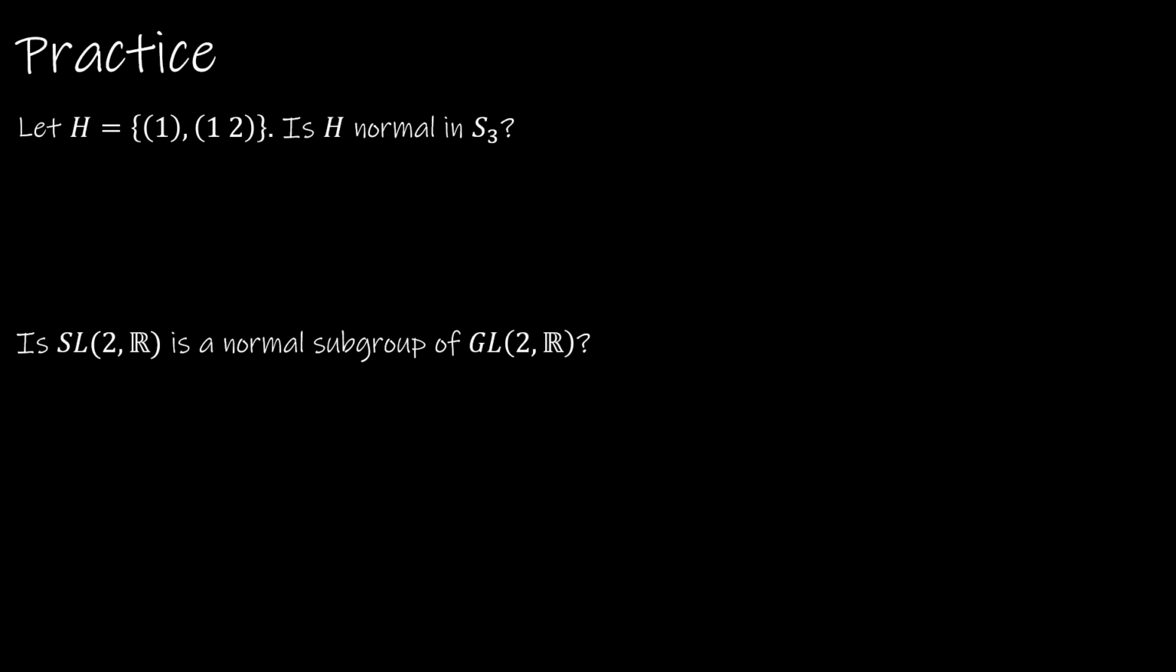Here are 2 practice problems for you to try. Feel free to press pause and try them both before I go through them with you. So for our first question, we have H equal to {1, (1 2)}, and we're asking if that's normal in S3. If you'll recall, S3 has 3 factorial elements, which is 6 elements. Those elements would be the identity, (1 2), (1 3), (2 3), (1 2 3), and (1 3 2). Again, these are all of the permutations of 3 elements. That's what S3 means.